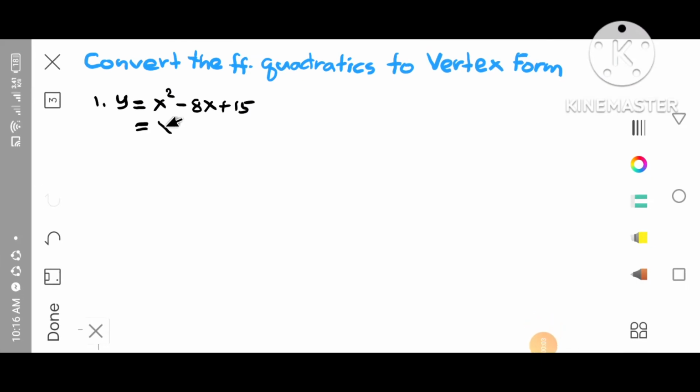Okay, how do we transform x squared minus 8x plus 15 to vertex form? So first, we isolate the constant term, x squared minus 8x. Okay, so we put a blank, maglalagay tayo ng blank dyan, hihiwalay natin yung 15, diba? That's how we complete the square.